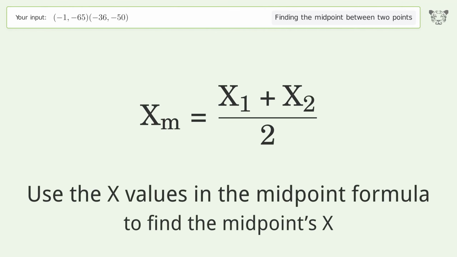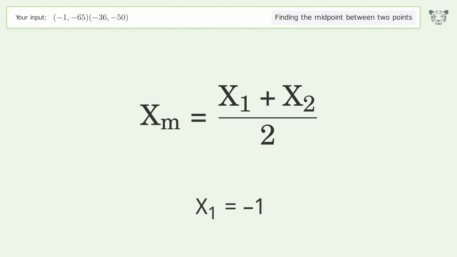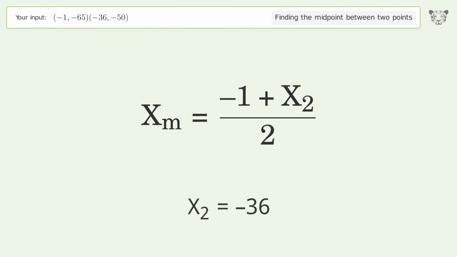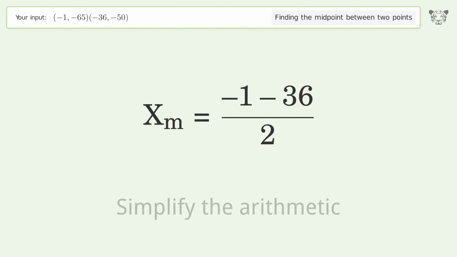Use the x values in the midpoint formula to find the midpoints x. x1 equals negative 1. x2 equals negative 36. Simplify the arithmetic.